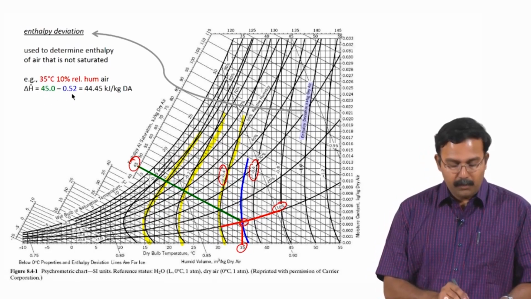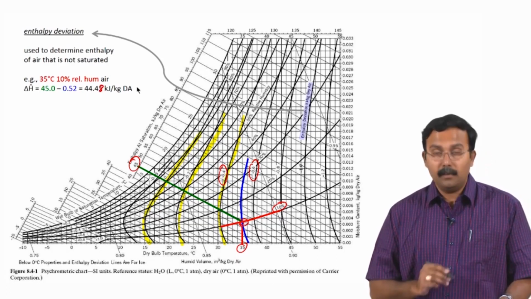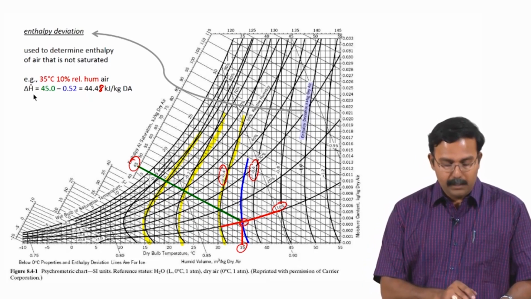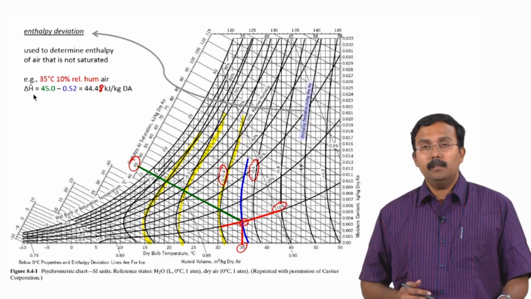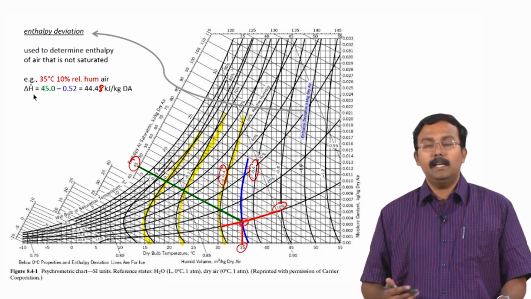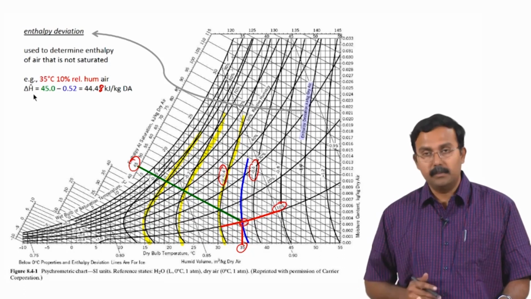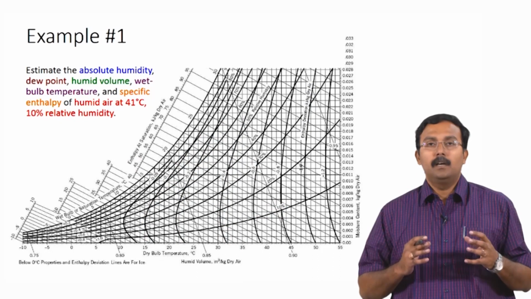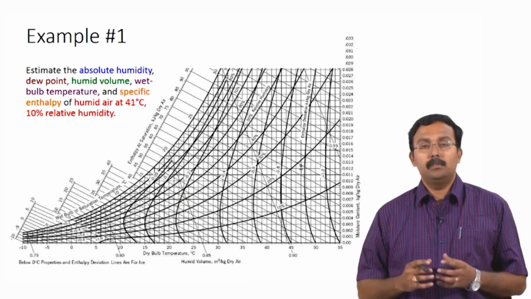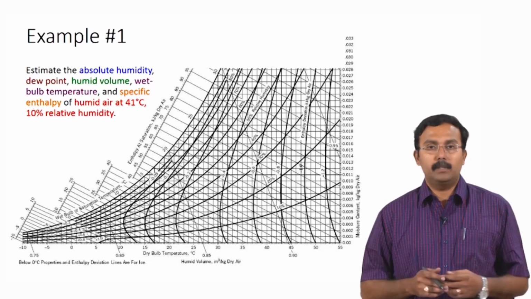So, it would be 45 minus 0.52 which should actually be 44.48, not 45, kilojoules per kilogram of dry air. So, this would be the delta H cap. So, this gives you the way you can actually get specific enthalpy for any air water mixture from this curve. Let us look at a couple of example problems which will help us understand how to read these psychrometric charts to get the different parameters that we looked at.